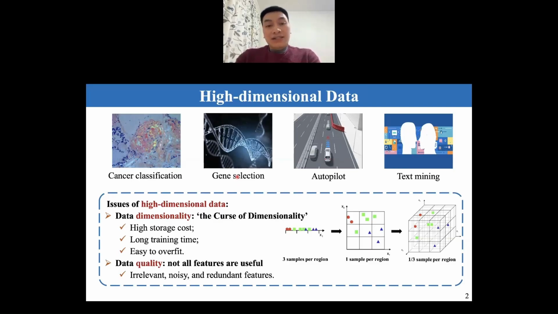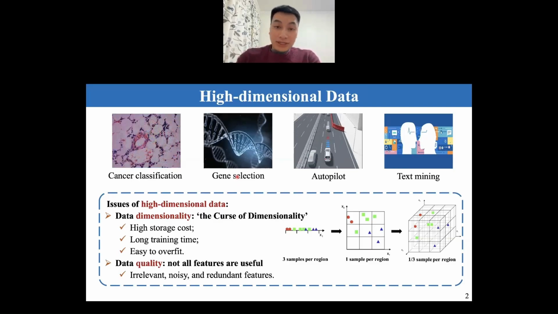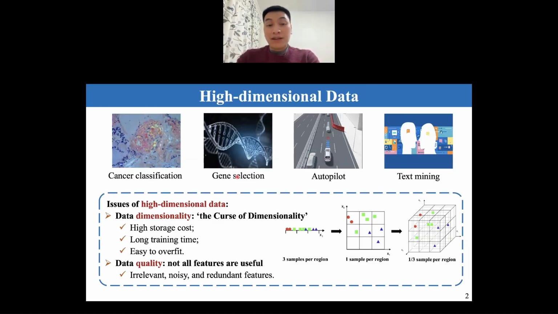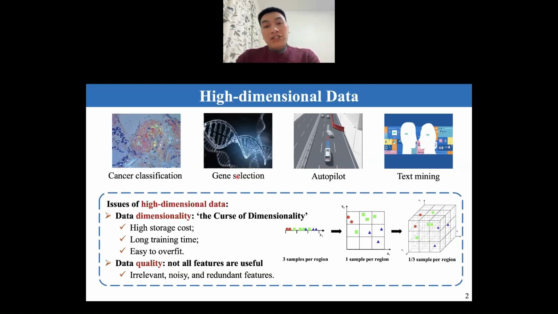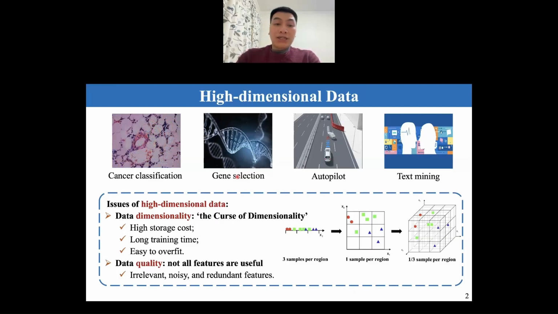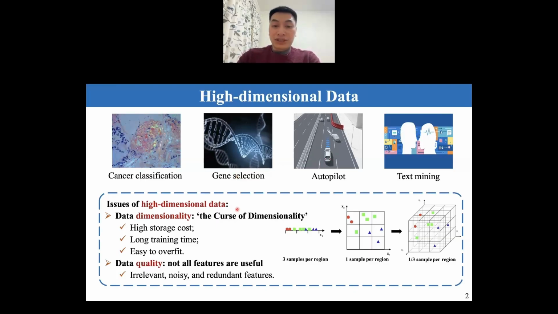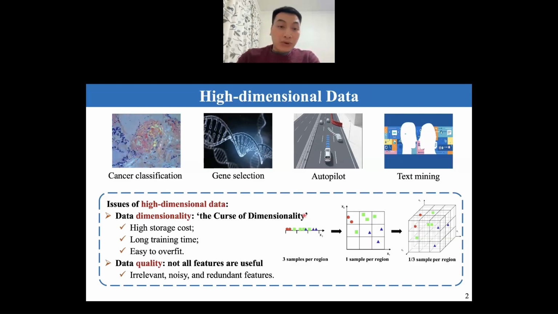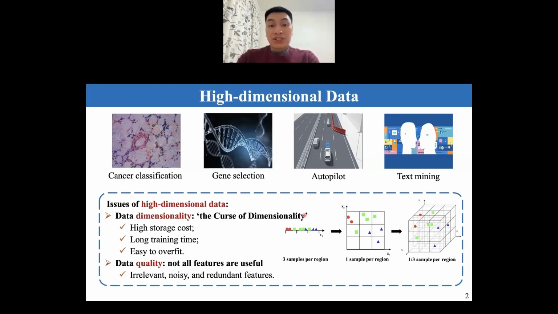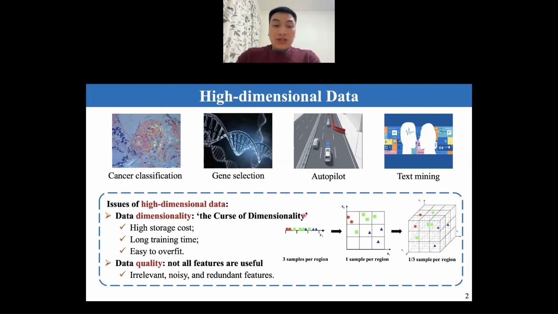But the issue here is that sometimes we have a lot of genes, which can be thousands or even millions, to train our model, and that can lead to a problem which I usually call the curse of dimensionality, where we can't effectively train our model on high dimensional data. To illustrate the curse of dimensionality, I usually use this figure here to show you what the problem is.